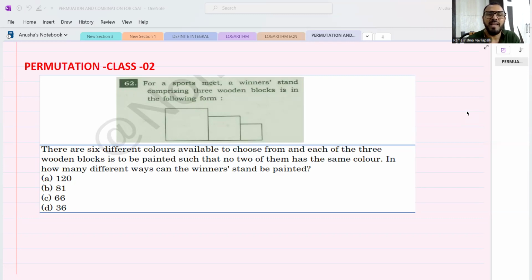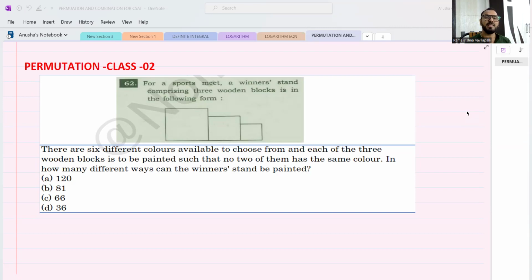Here is a question. We can do this question without any formula. For a sports meet, a winner's stand comprising 3 wooden blocks is in the following form. You can think of them like steps. There are 6 different colors available to choose from, and each of the 3 wooden blocks is to be painted such that no 2 of them has the same color. How many different ways can the winner's stand be painted? No 2 steps have the same color.